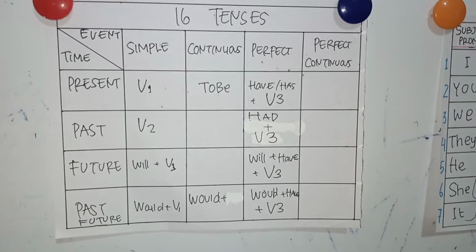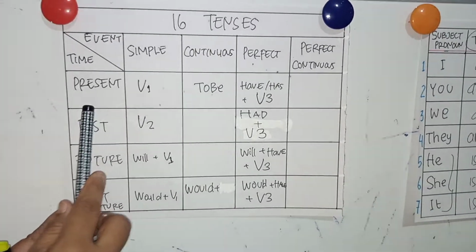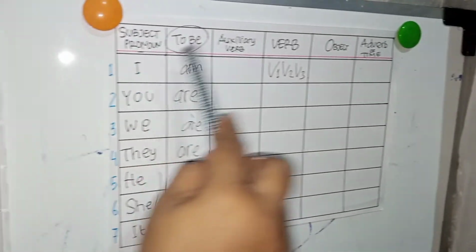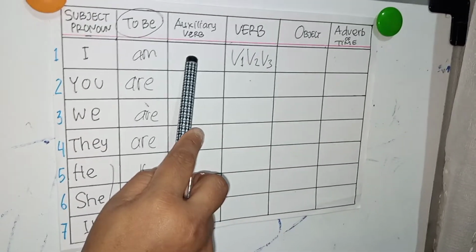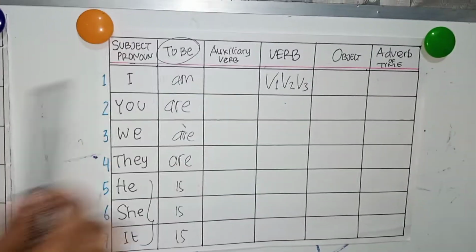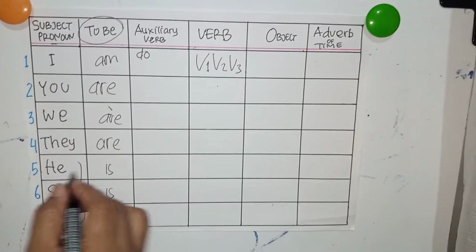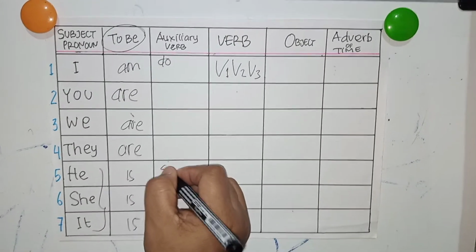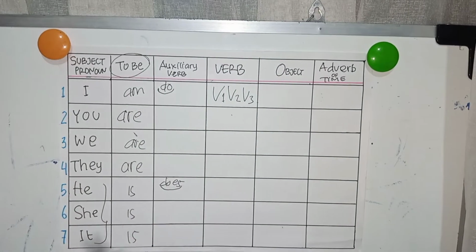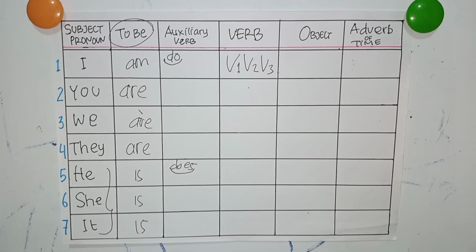If you want to make a simple present, the pattern will be subject followed by the auxiliary verb which only appear in negative or interrogative sentence. I will use do for I, you, we, they, and he, she, it will use does. Remember, this auxiliary verb only appear in the negative and interrogative sentence.